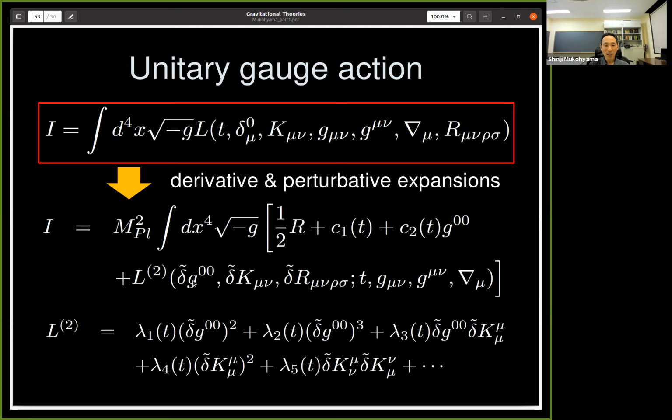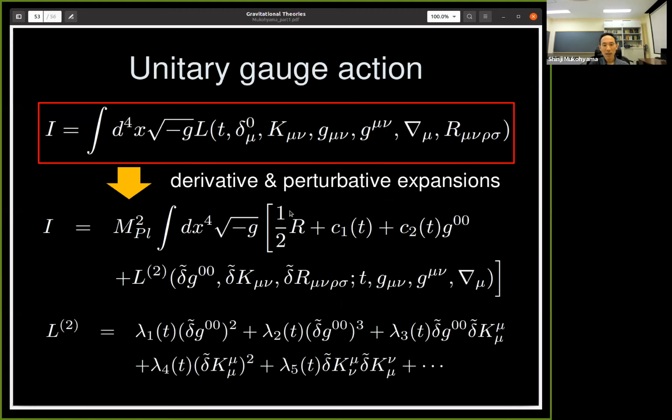Then we introduce the difference of G00 upstairs between the general background and the Friedman background. And same for extrinsic curvature and 4D curvature. And then by introducing derivative expansion, we have this kind of expression.